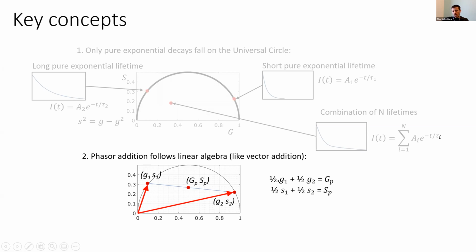So in this case, 1/2 of the G component of the first component plus 1/2 of the G component of the second component has to lead to the G component of the combination of the 2, and the same for the S. So these 2 equations would basically tell you it's a weighted sum. In this case, it's a perfect mean, but you're saying it's half of the vector of one plus half of the vector of the other one that add up to your position on the Phasor space. And this holds for any proportion. So if you have 1/4 of the long lifetime component and 3/4 of the short lifetime, you're going to be closer to the short lifetime, and the opposite holds as well.